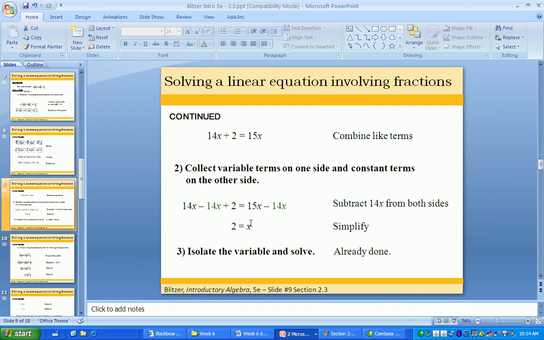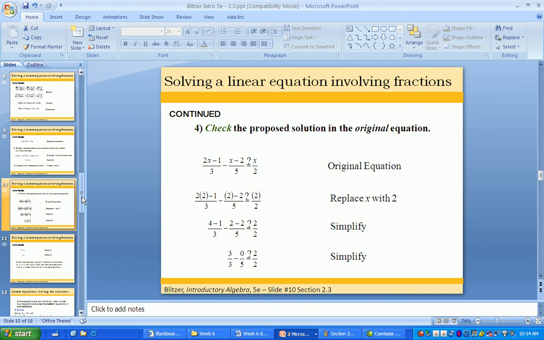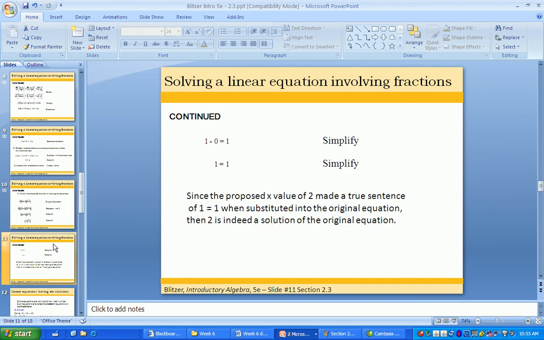Now we've got to check this solution by plugging a 2 everywhere we see an x. So we get 2 there, 2 there, 2 there. And we work down. We just use order of operations, so I'm not going to go step by step because we should know order of operations by now. And when we get to the end, 1 is equal to 1. So this is a true statement, and we can say this is indeed a solution of the original equation.